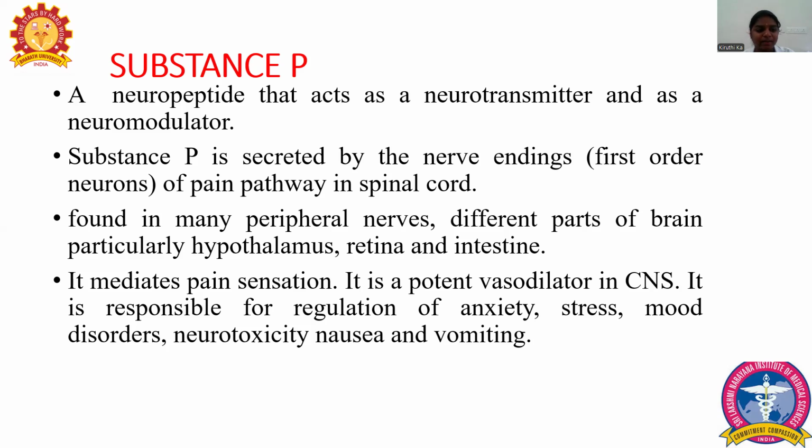There are three types of neurokinin receptors: NK1, NK2, and NK3. NK1 and NK2 receptors are G protein coupled receptors. NK1 is the receptor for substance P, NK2 is the receptor for neurokinin A, and NK3 is the receptor for neurokinin B. Substance P activates phospholipase C and increases the intracellular concentration of IP3 and DAG.